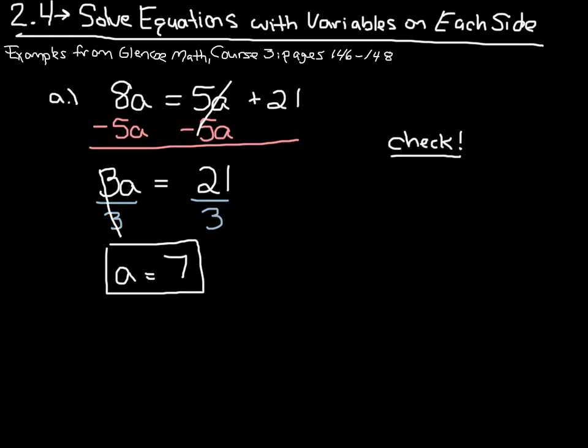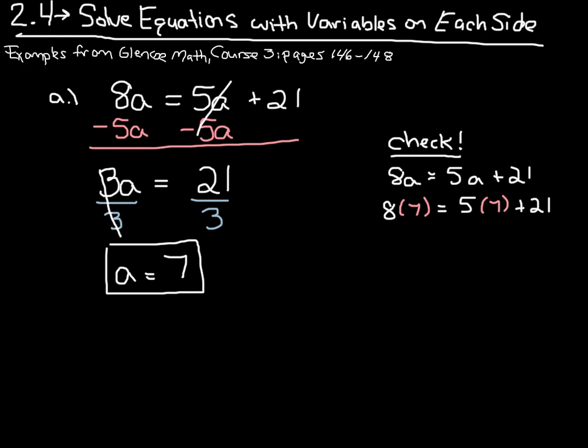Now we should check our solution as well, and we start off by rewriting the original equation. 8a equals 5a plus 21. What we're going to do is put the 7 in for both of these a's, so 8 times 7 should equal whatever 5 times that 7 plus 21 is.